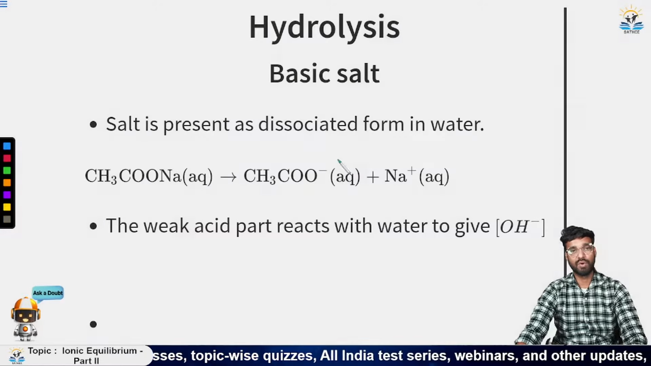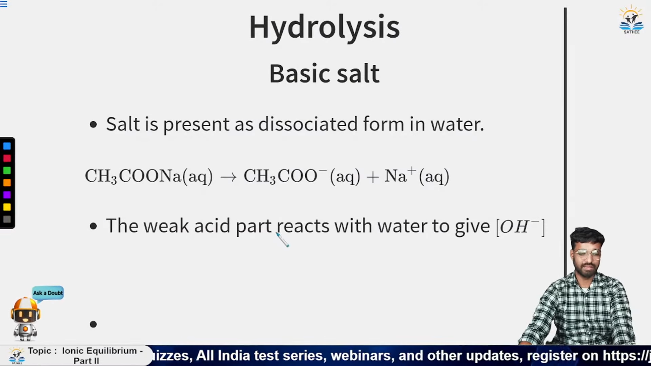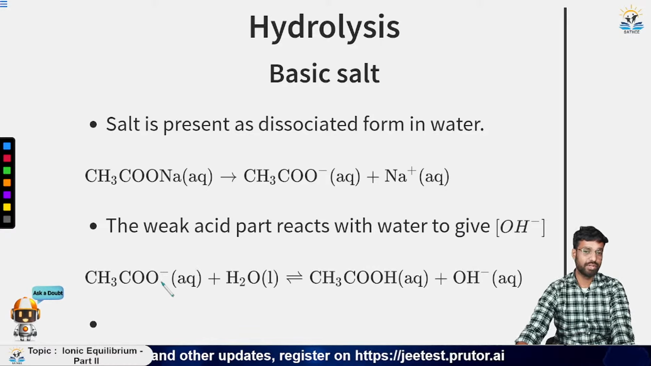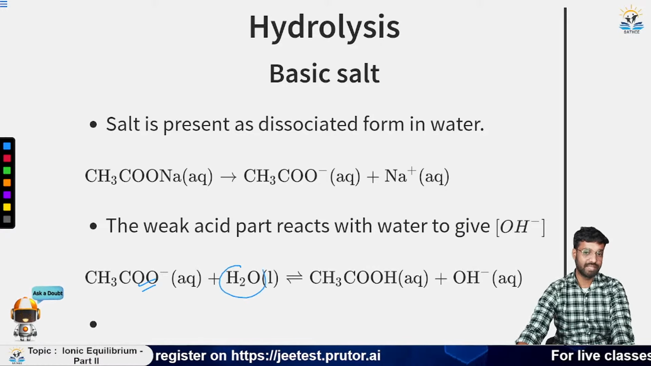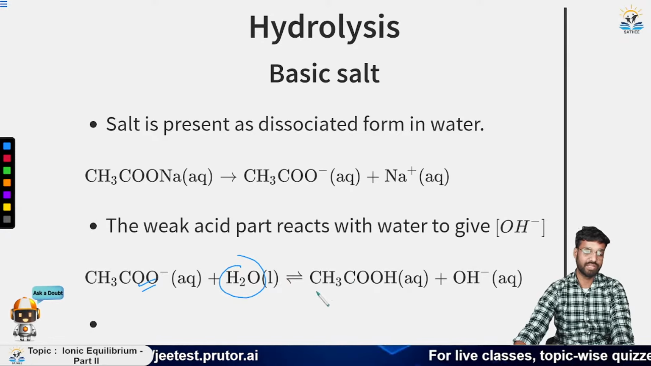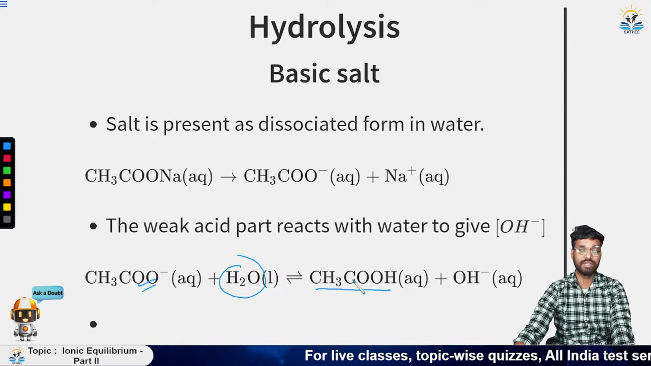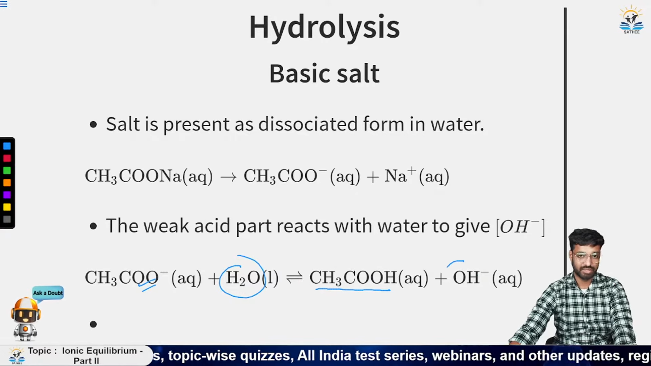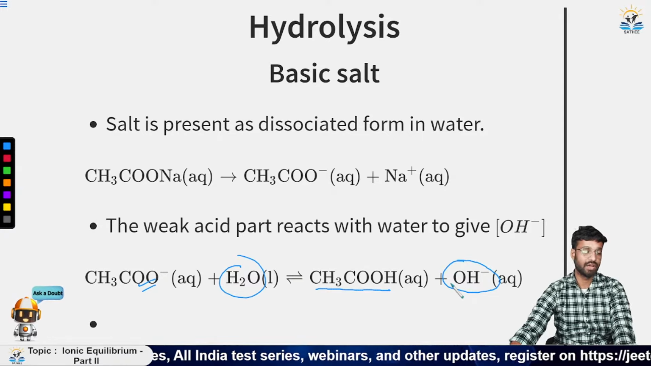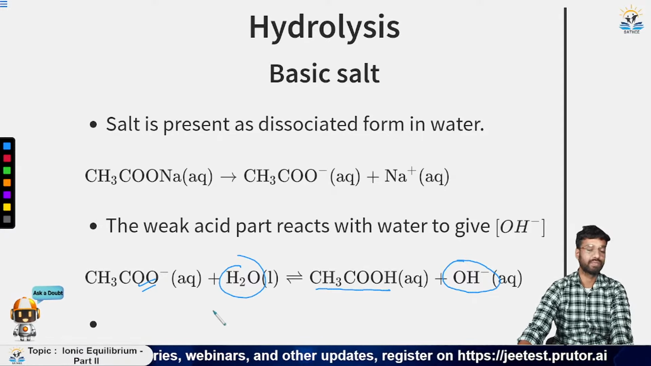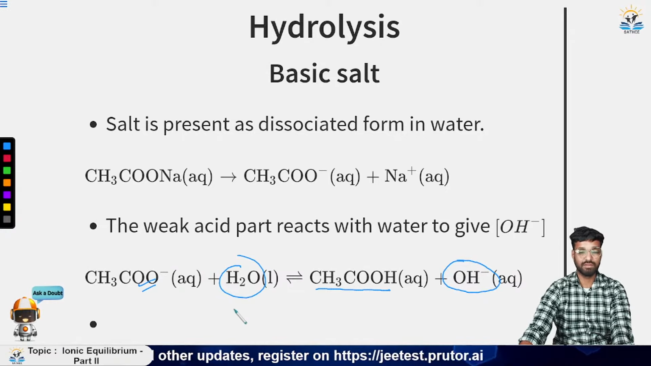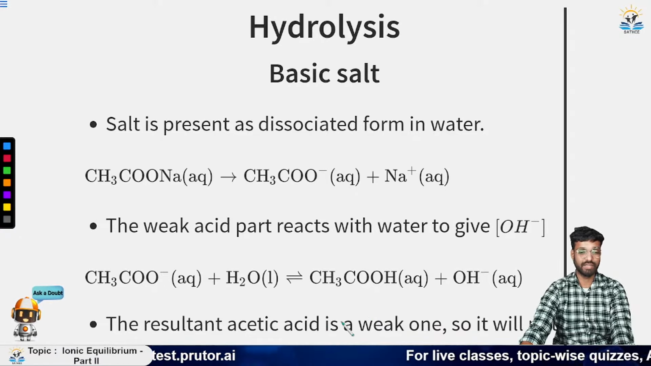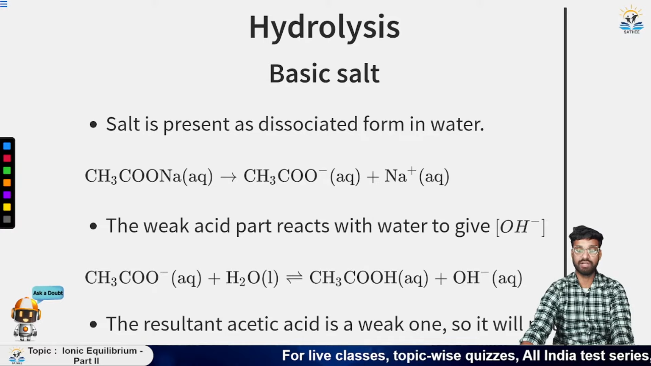Now in the next part, this weak acid conjugate reacts with water to give OH-. So it is the acetate ion reacting with H2O. It takes the H+ to form acetic acid, which will not easily dissociate in the backward direction. Due to this, OH- is released in the solution after hydrolysis of the acetate ion. Due to this excess OH-, the solution will be basic in nature. The resultant acetic acid is a weak one, so it will not revert back, and we get excess OH- ions.